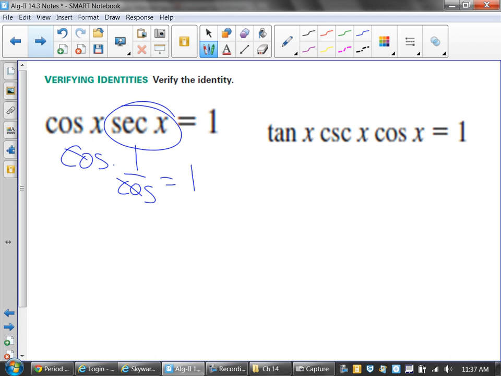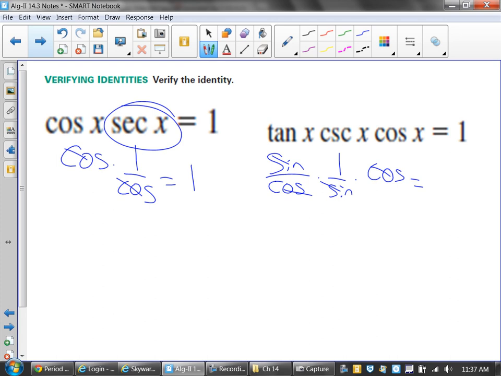They're not always this simple. They're not always this straightforward. Again, notice I've got tangent, cosecant, and cosine. When I have all of them written out like that, try to always show them in terms of just plain old boring sines and cosines. It's usually the easiest way to do these things. Again, tangent was what over what? So we have sine over cosine, 1 over sine, and then a cosine.